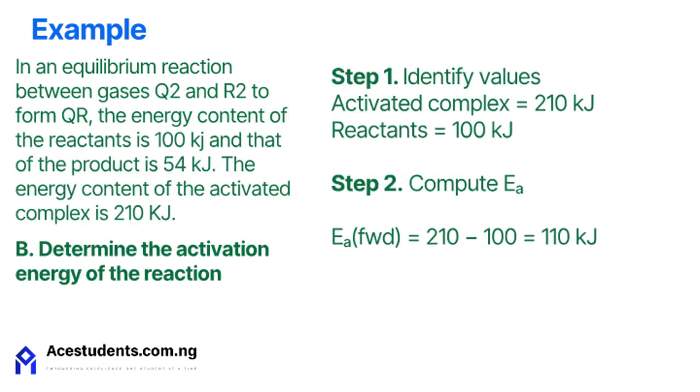To find the activation energy, first, list the two values you need. The energy of the activated complex is 210 kilojoules, and the energy of the reactants is 100 kilojoules. Next, find the activation energy by taking the peak energy of the activated complex and subtracting the reactant's energy. That gives 110 kilojoules as the activation energy for the forward reaction.